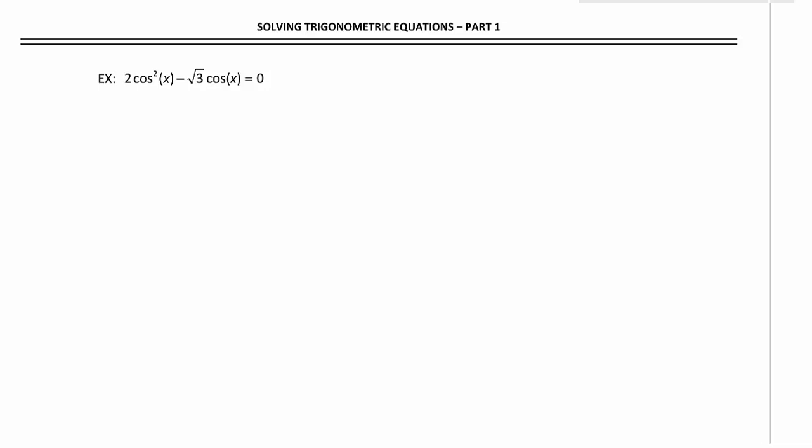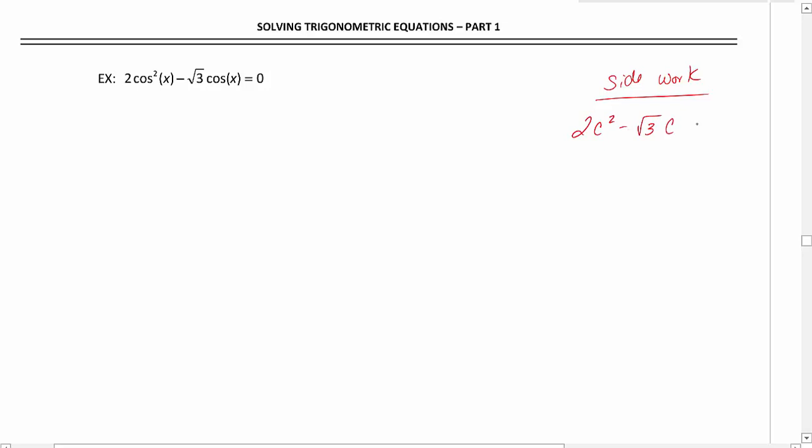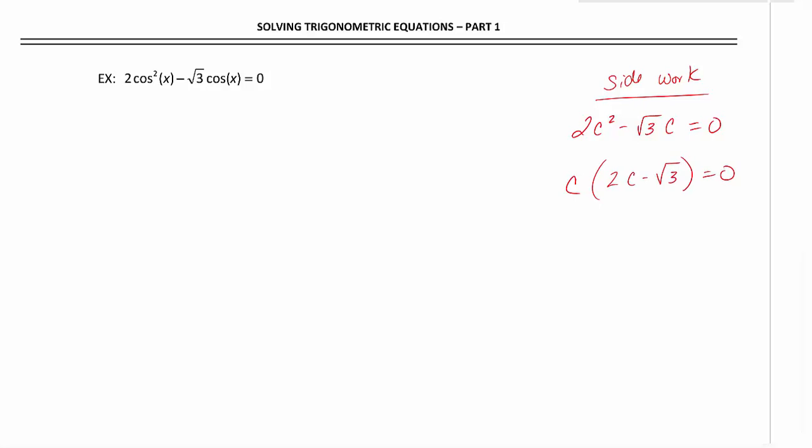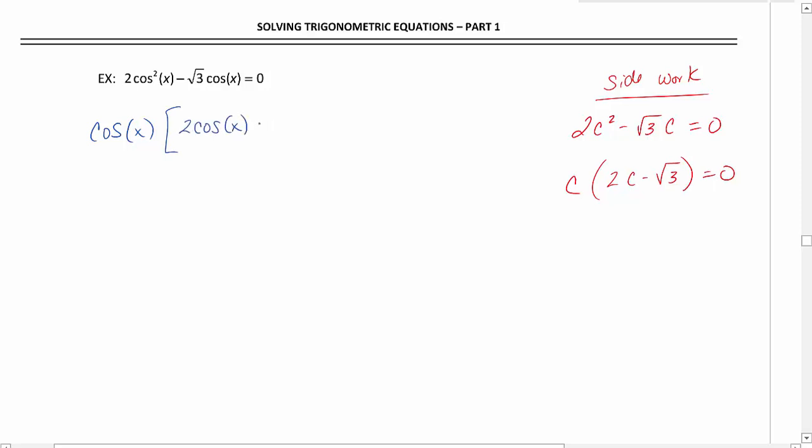Now, it can be helpful to do some side work and strip out the trig as we've done before. This is 2c squared minus the square root of 3 times c equals 0. And I think when we rewrite it this way, it's a little easier to see that we have a common factor of c that can be factored out, which would leave us with 2c minus the square root of 3. So that's what we're going to do over here, where c just represents cosine. Factoring a cosine of x out, we're left with 2 cosine of x minus the square root of 3 equal to 0.